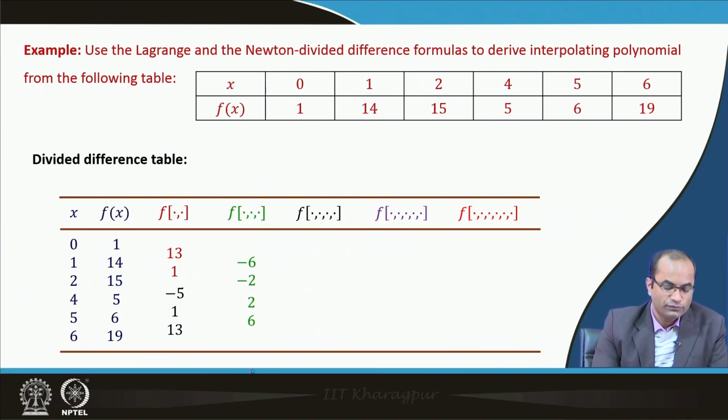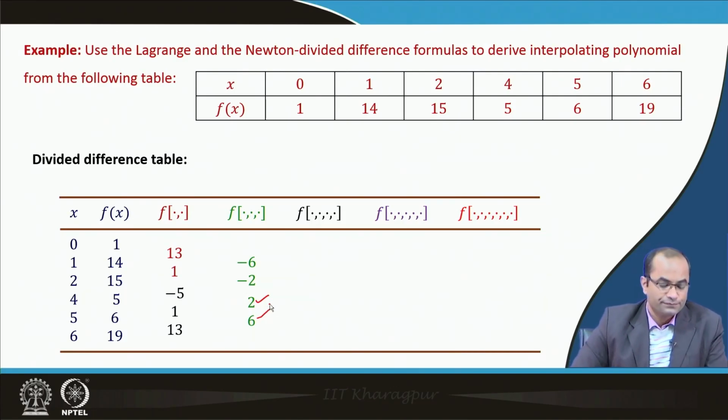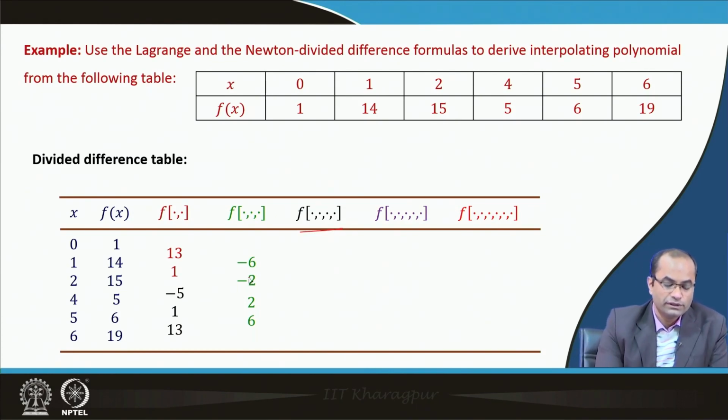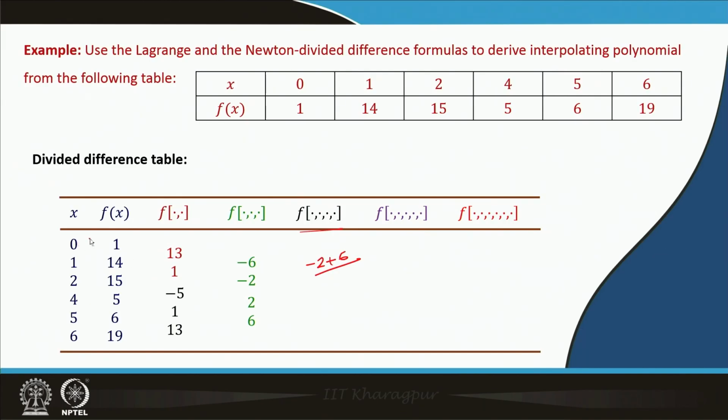And so on, we have to continue this. It will be 2, and then we will have a 6 there. And further we have to go with the next difference. So, here it will be minus 2 and minus 6, so there will be 6 there, and divided by, now we have to take the difference of these 4 points.